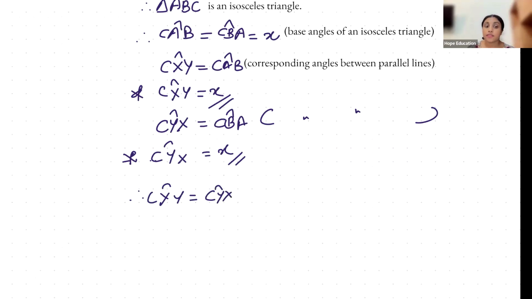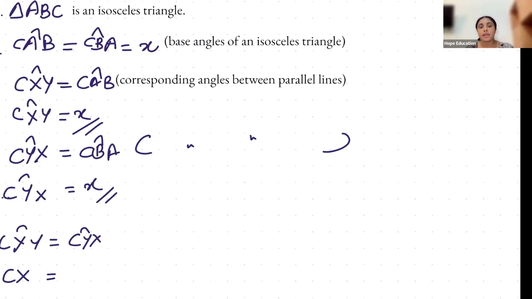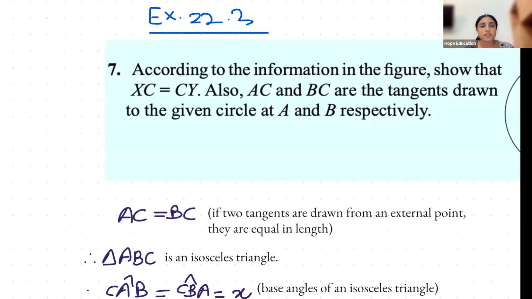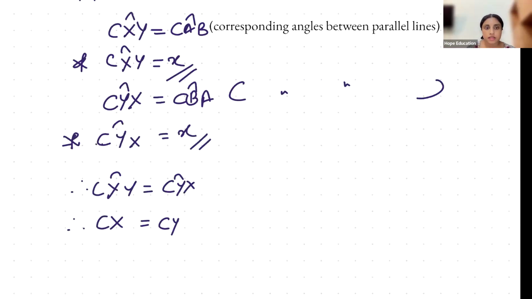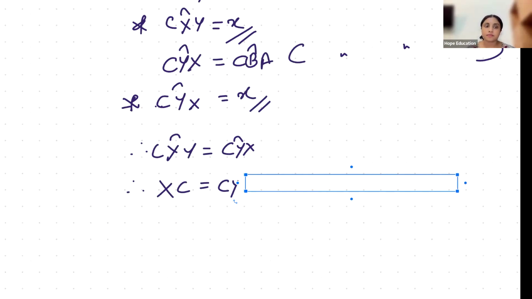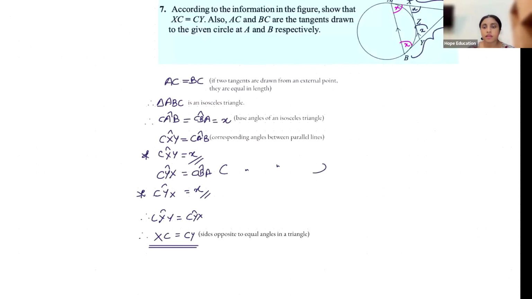Then we can say therefore CX equals CY. How can we say that? Because CX equals CY, that is what we are showing. Write CX as XC because that's what they're asking you to show. What is the reason? Sides opposite to equal angles in a triangle. Is it clear, kids? Others, give me a thumbs up.